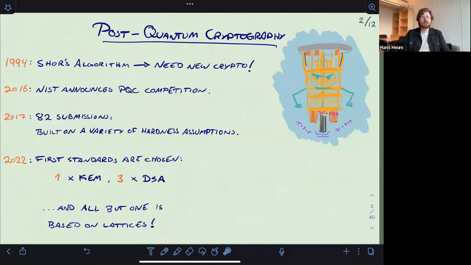What is noticeable about the winners is that all of them, except for one of the signature algorithms, are based on lattices. So this really is the big player in the game as far as directions for the science of crypto systems goes in the post-quantum world.